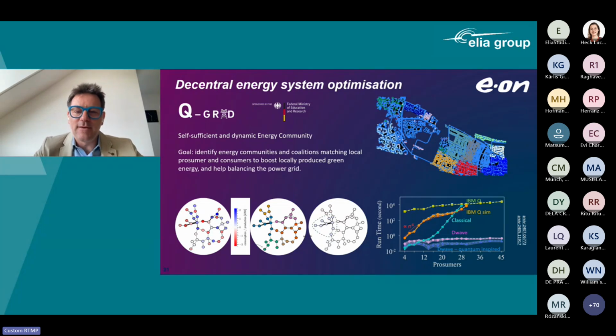And this is explained in the plot on the right-hand side, where we have the runtime to solve this optimization problem as a function of the actors or the prosumers that you include into your configuration. And what you can see is the light blue curve, which is the classical solution, experiencing basically an exponential blow up in terms of runtime.